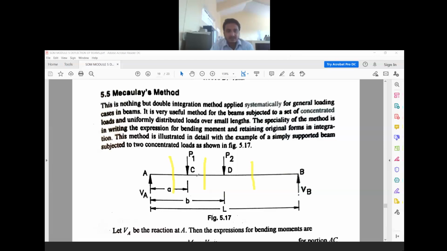So we can call it Macaulay's method. This Macaulay's method is nothing but a double integration method. How to calculate the moment equation is the specialty of this method, and also the substitution in integration. So you can also do the direct integration, but we can follow some special steps for the integrations. So how and what it is and how to solve it, we shall see.